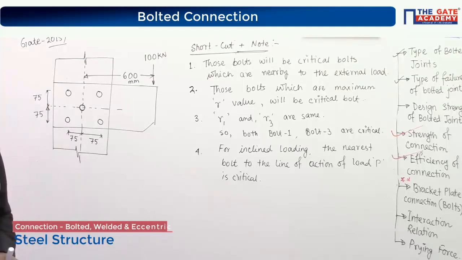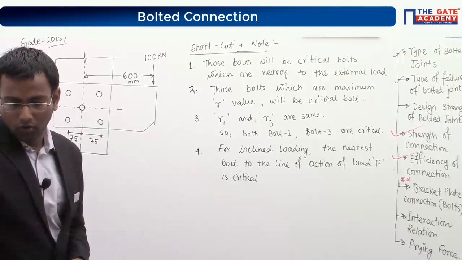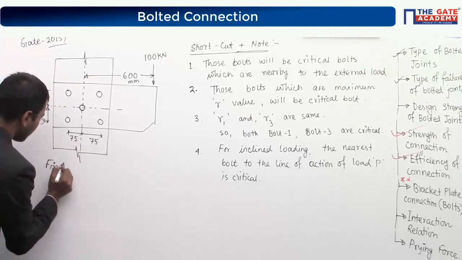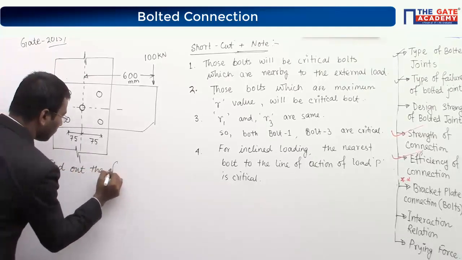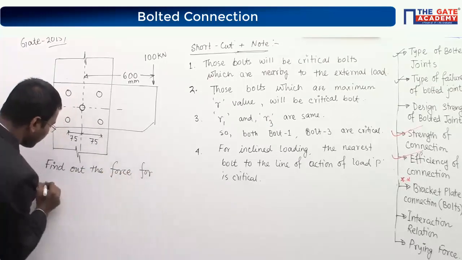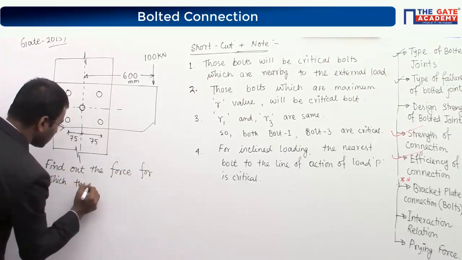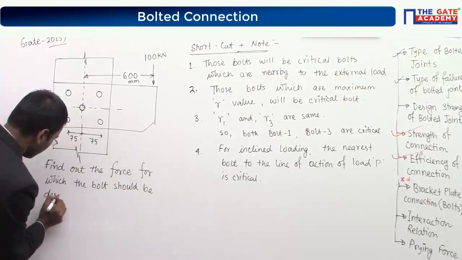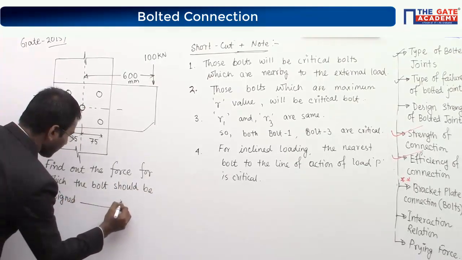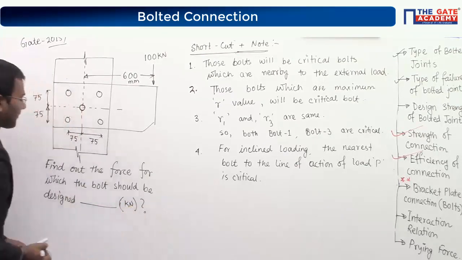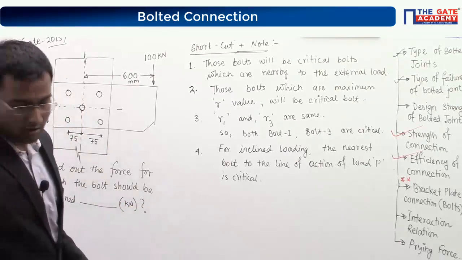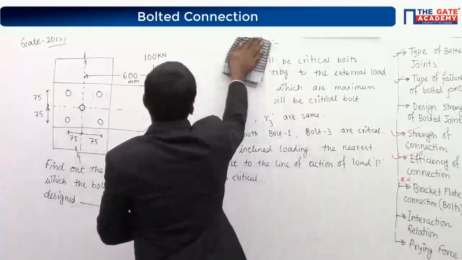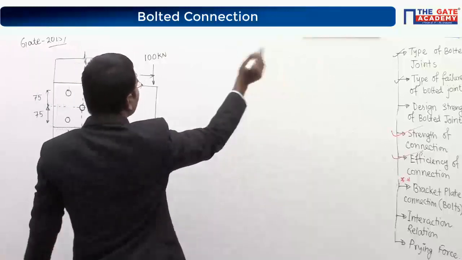Please find out the force for which the bolts should be designed, in kilonewton. Find out the force amount for which the bolt should be designed. Quickly. All dimensions, the 75 values are in millimeter. So everybody try to find out the values of F1 and F2.